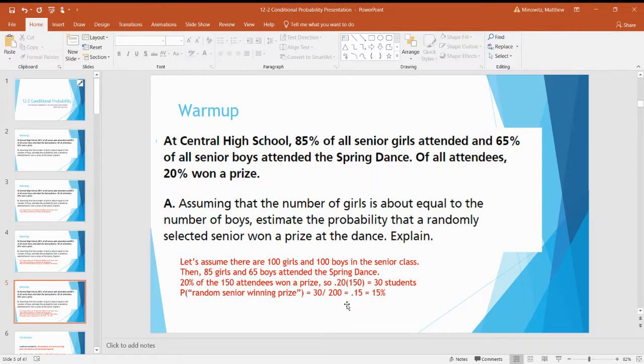Now we can take a separate approach and just use all percents, but I really prefer setting it up and looking at it as actual numbers, where instead of saying just 85% of a random number, I like to say that we start with 100 people. You could start with 200 people or 1,000 people, and either way, the percents will still remain the same. So this is an example of conditional probability. We're going to assume that they went to the dance and that they won a prize.